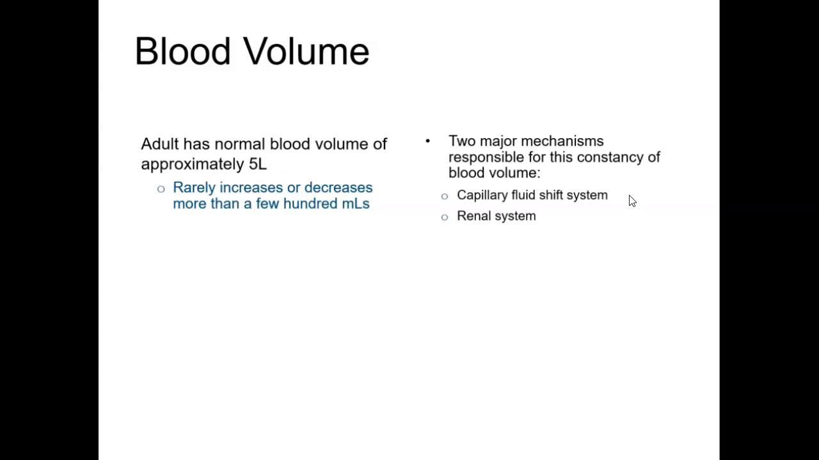The renal system is where, as that blood volume increases, that glomerular pressure in those kidneys is going to rise and cause more filtration, and the volume of urine is going to increase. So that's kind of how the renal system works.